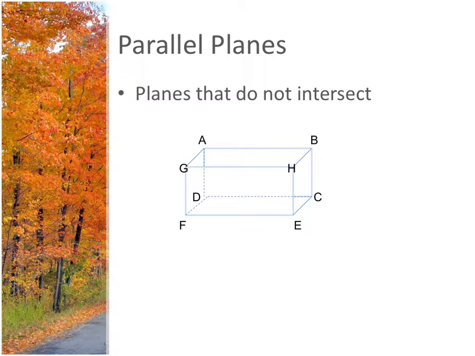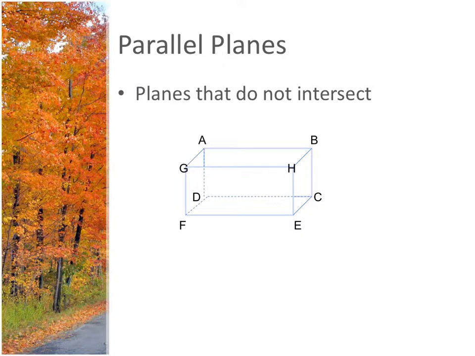Okay, next we're going to talk about parallel planes, and these are planes that do not intersect. So we could talk about the ceiling and the floor. They're parallel and they don't intersect. Or my tissue box, the back and the front, side and side, top and bottom. That would be an example of some parallel planes. Planes that do not intersect.